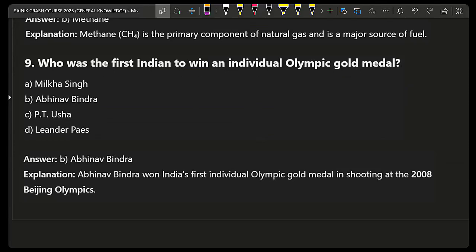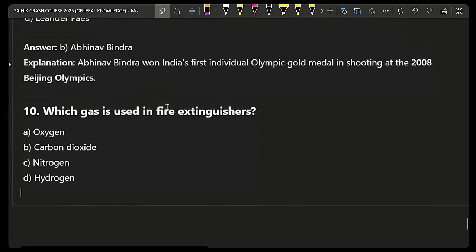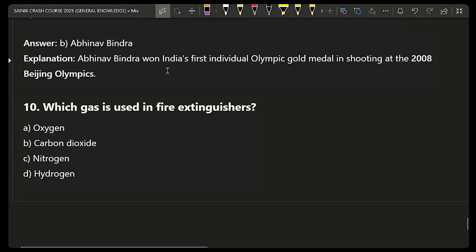Yeah, you must know this, at least for your general awareness. Next question, which gas is used in fire extinguishers? Extinguishers means to stop the fire growth. Oxygen, carbon dioxide, nitrogen, and hydrogen. Participate in the poll. Which gas is used in fire extinguishers? Oxygen, carbon dioxide, nitrogen, hydrogen.